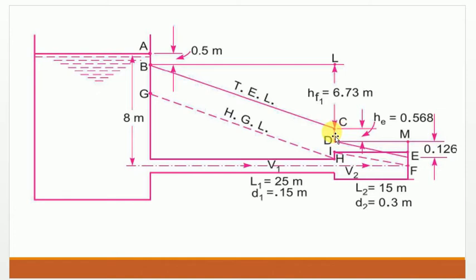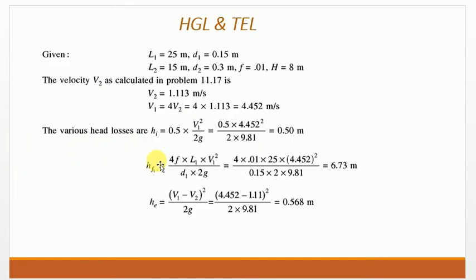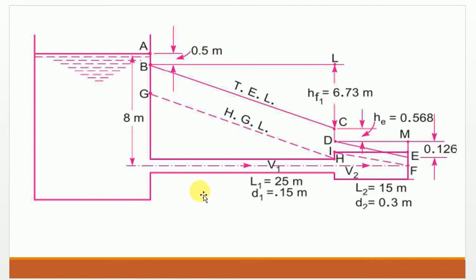What happens again? From point C, at this point the pipe suddenly enlarges. So we have a sudden loss due to expansion, which we already found, equal to 0.568 meter. It is happening at this point exactly, right? So from point C minus 0.568, you will get point D.